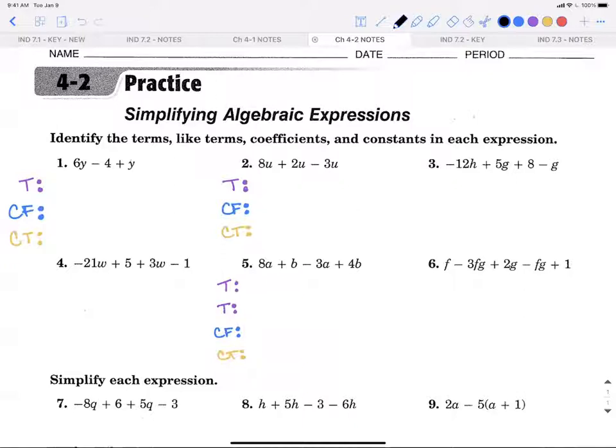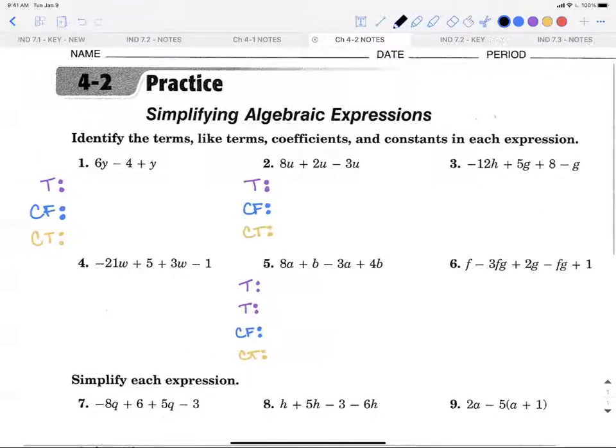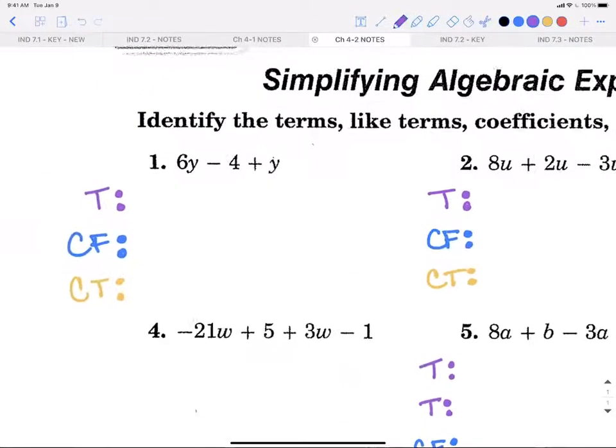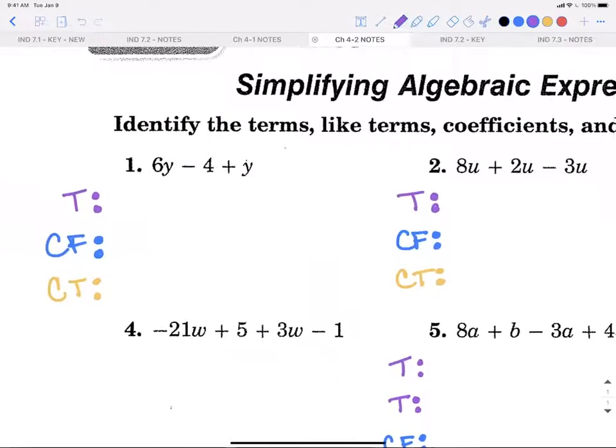So I'm going to show you the way I want you to do it, which is pretty easy. I think it makes it a lot easier. So the first thing we're going to do, and I color coded this, is identify, and I'm going to combine term and like term together so you don't have to write it twice. So I want you to put a T colon under each problem, and you're going to write all of your terms. And I'll tell you here in a second what the terms are.